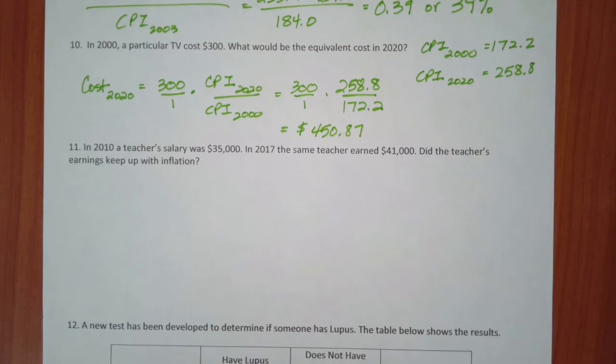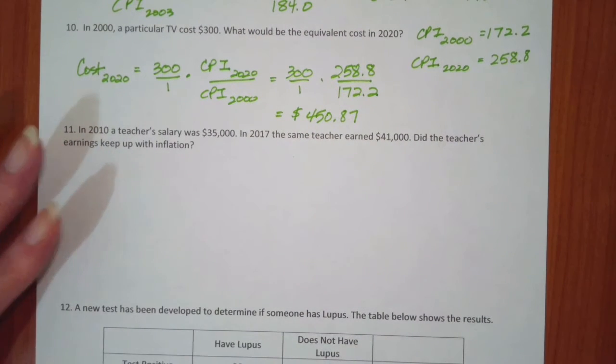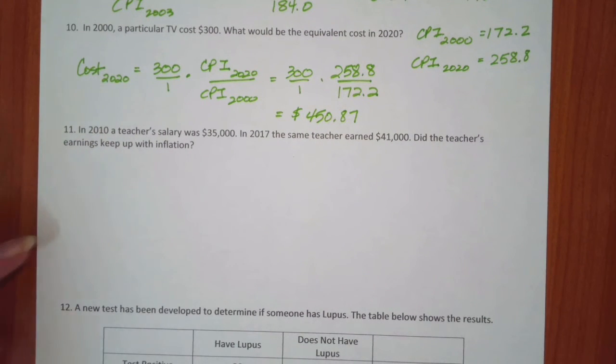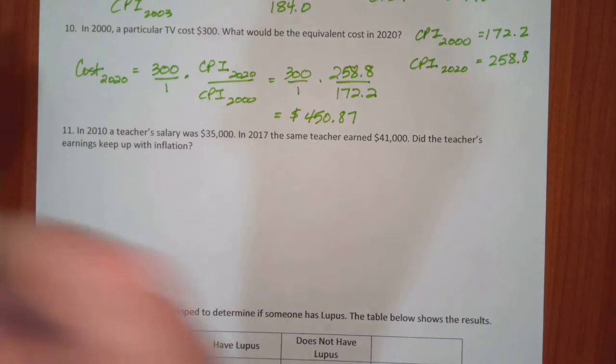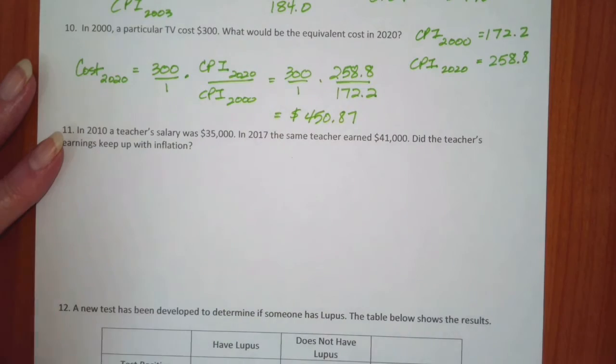Okay, in 2010, a teacher's salary was $35,000. In 2017, the same teacher earned $41,000. Did the teacher's earnings keep up with inflation? Well, clearly they got raises, but did they end up just breaking even, or did they make more than the cost of living, or did they make less? Okay. All right, so we're going to have to use the relative change formula.